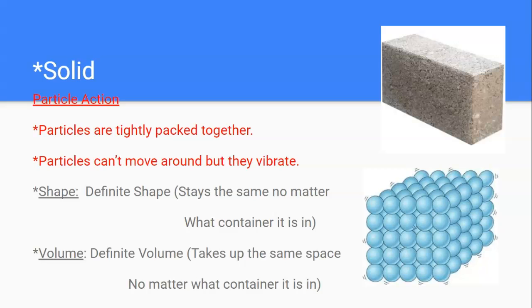Well, it's also got a definite volume, meaning it takes up the same amount of space no matter what container it's in. Again, if I put it in my shoe or in a classroom, is it going to magically fill up the shoe or the classroom? No, it's going to take up the same amount of space no matter what. No matter what container it's in, the shape's going to stay the same and the volume's going to stay the same.